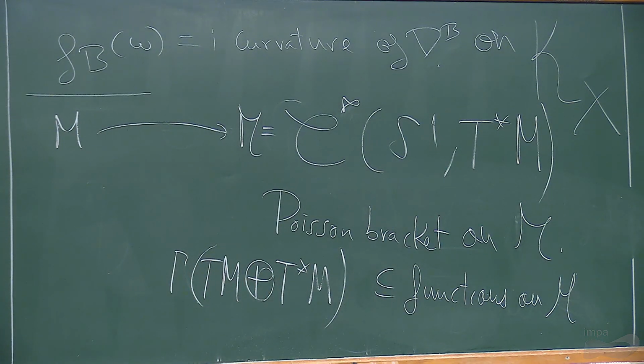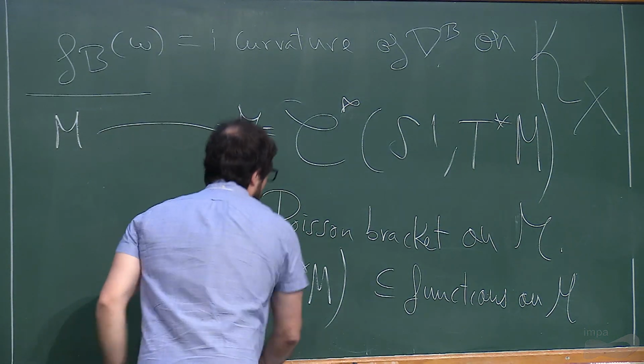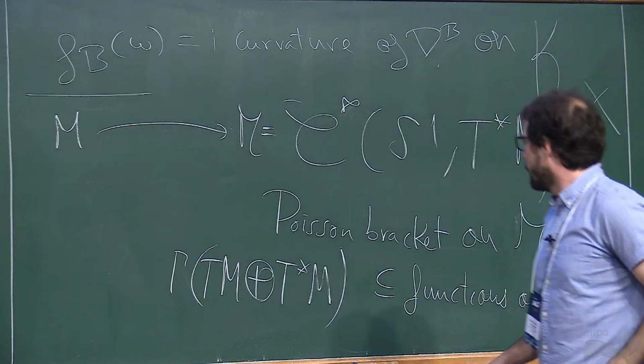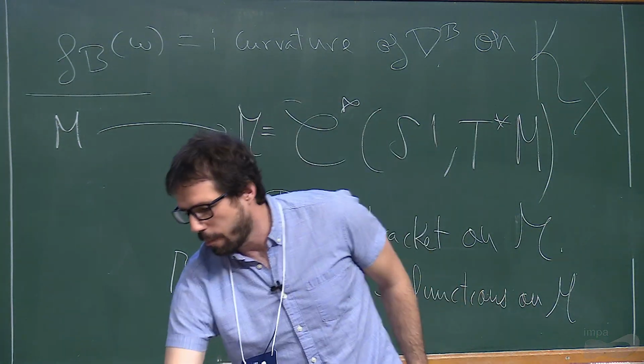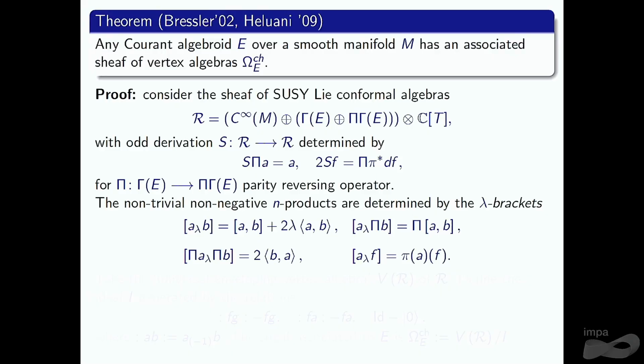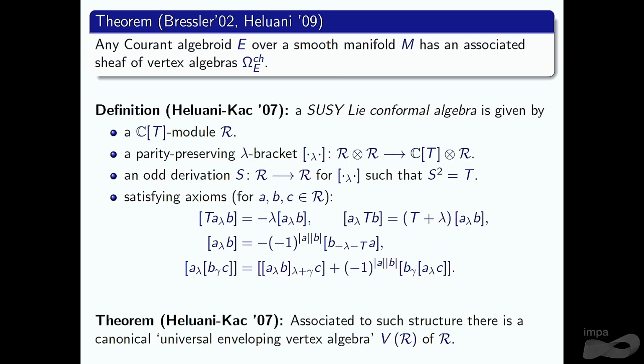And this complicated bracket is nothing more than a manifestation of this natural Poisson structure, with the caveat that the way these functions are constructed is by taking integration along a loop, and therefore they have some distributional nature coming from functions on S1. And this is why these corrections to the Poisson bracket appear. Okay, so I mentioned, once you have this structure, then Heluani and Cox prove that associated to such a structure, there is a canonical universal enveloping vertex algebra. Okay, there is a canonical construction of a vertex algebra out of that.